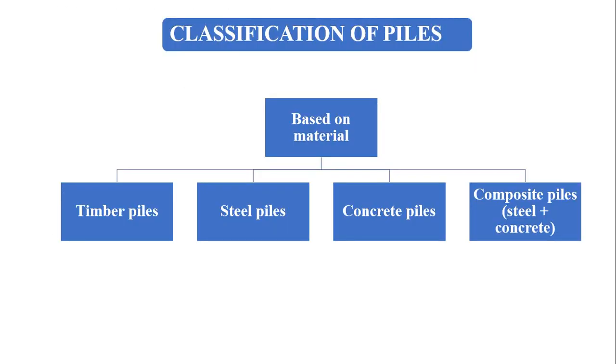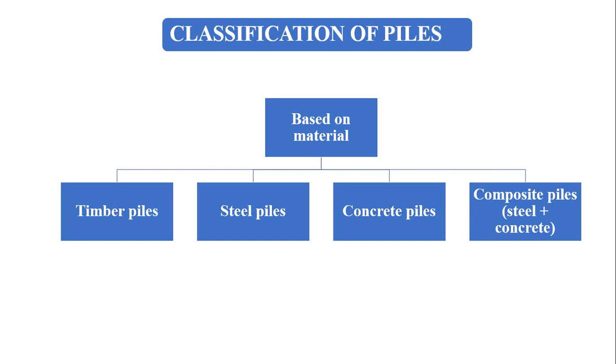Now let us discuss classification based on the materials used. If we use wood as the construction material, then it is considered a timber pile. These timber piles are usually 30 to 40 centimeters in diameter, and can be designed up to 250 kilonewton capacity. Steel piles are usually H piles, rolled H piles or sheet piles. These may carry a load up to 1000 kilonewtons or more.